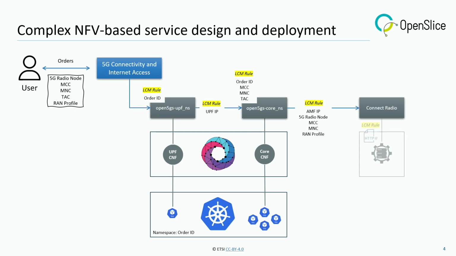So what the Connect Radio actually did is to send an HTTP request towards a radio control agent that is, of course, implementation specific to the Patras testbed. It will interact with the respective gNodeBs that the testbed provides, based on the 5G radio nodes input that the user provided, and connect the respective gNodeBs towards the newly deployed core.